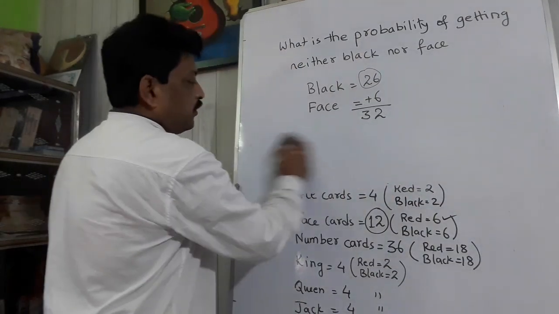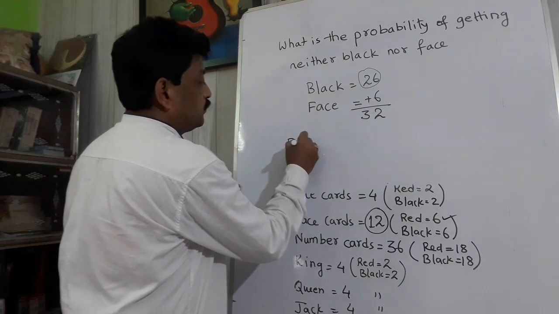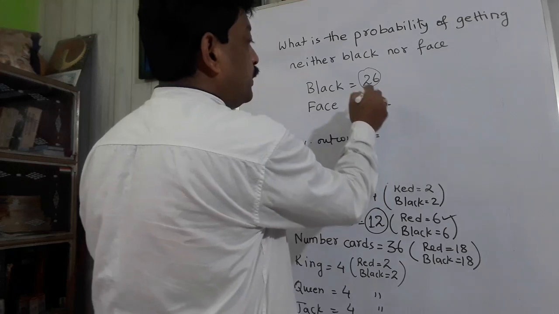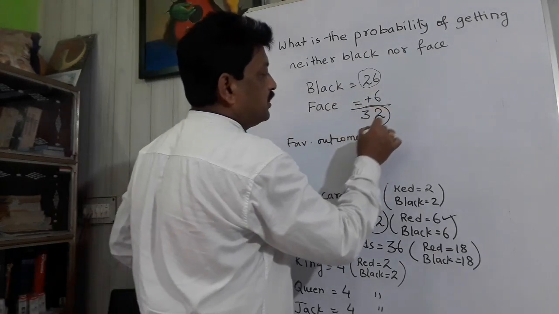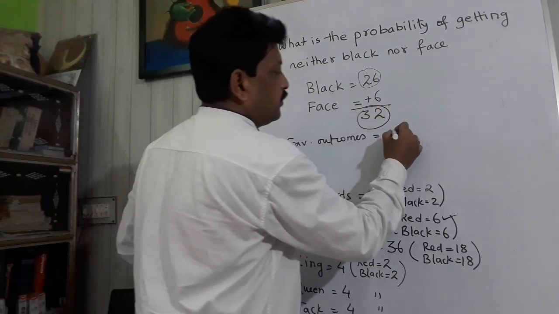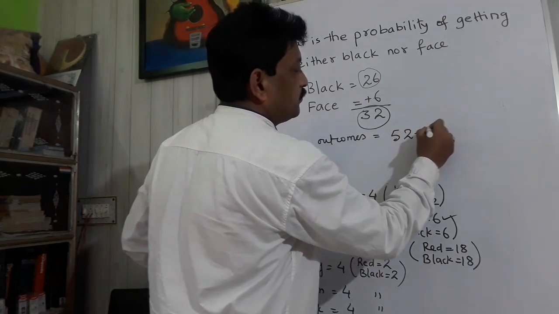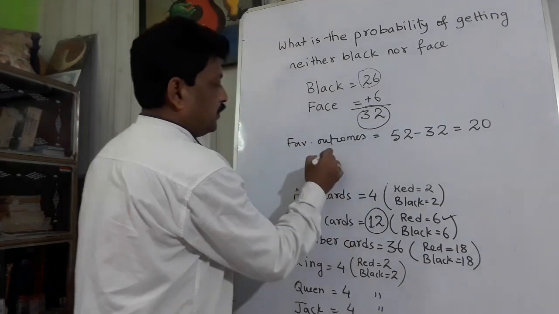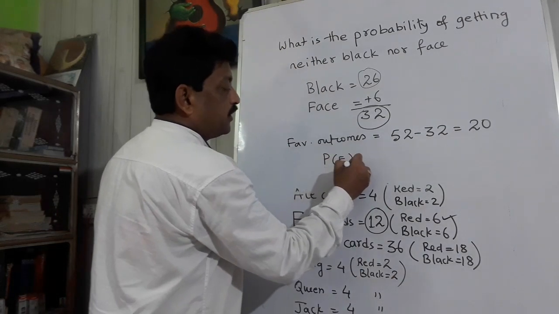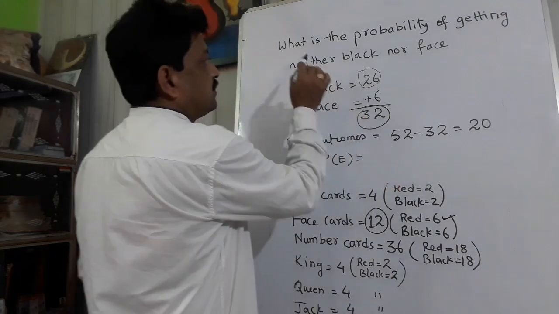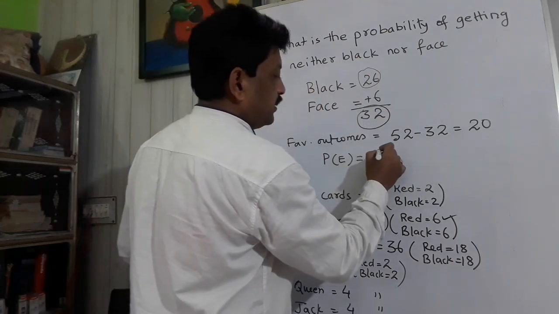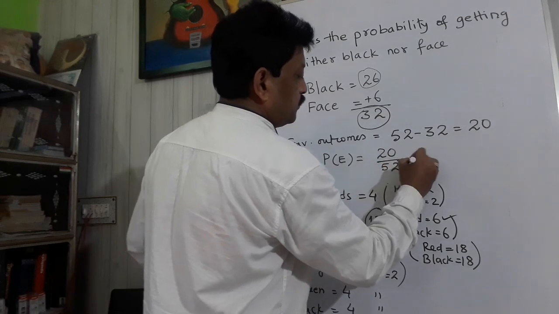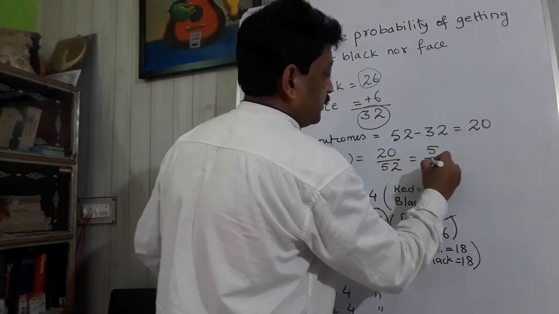The question is neither black nor face. So favorable outcomes: we don't want black, we don't want face, means we don't want these 32 cards. Therefore, remaining cards are the favorable outcomes. That is 20. Therefore, the probability of getting a card which is neither black nor face is 20 upon 52. So that is 5 upon 13.